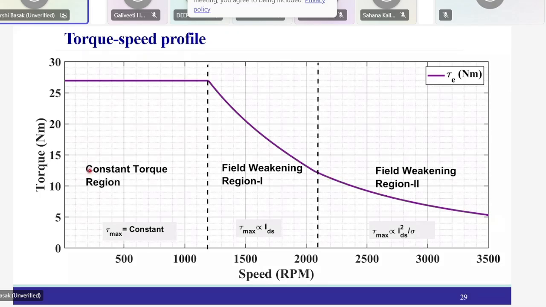This is the constant torque region, and this typically is called the constant power region. Here it is MTPA with current constant, and here it is MTPA with voltage constant only. So these are the three regions of operation in the complete torque speed characteristics.